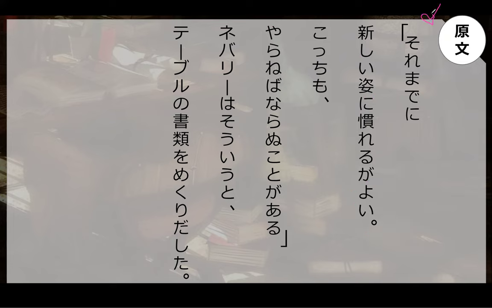So let's go read the line from the book. This is a quote. It says, sore made ni, and to that, atarashii sugata ni nareru ga yoi. So in this case, the sore is referring to a time, but that's very context-based. Remember what the previous sentence said? What did Neverdy say in the last sentence? Do you remember?